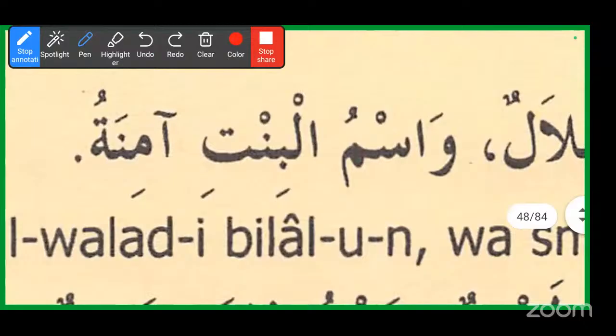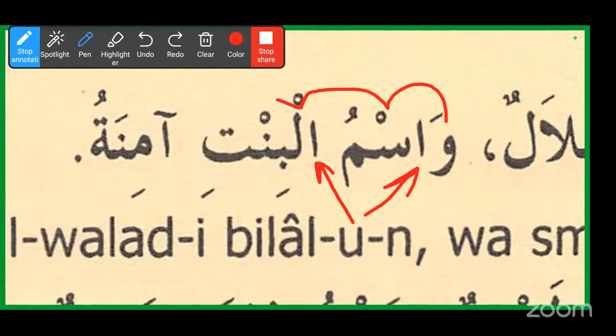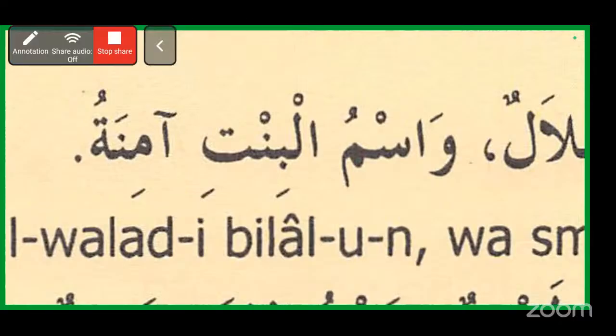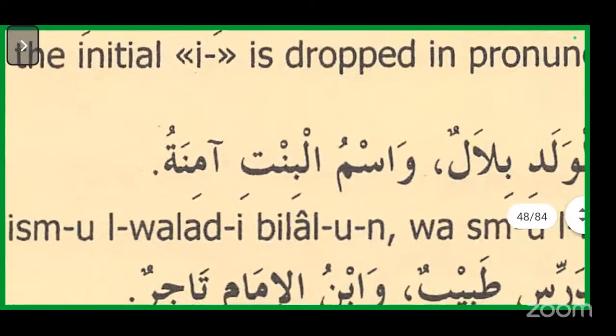Wa ismul binti aminatu. Wasmul binti aminatu. Here we don't say wa ismu, we just say wasmu because of the hamzatul wasl here. Now you see Aminatu, not Aminatun, because female names don't have a tanween. I want to say female names, not feminine nouns. Feminine nouns may have tanween, but female names, names of ladies, will not have a tanween.